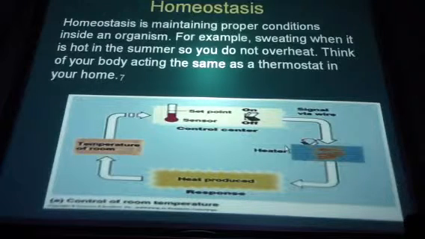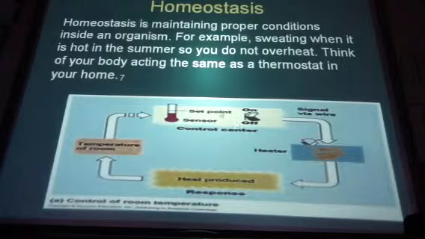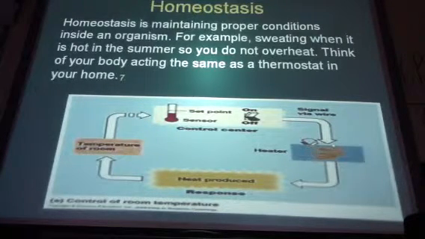As part of responding to stimuli, organisms undergo homeostasis. Homeostasis is maintaining proper conditions inside the organism. For example, sweating when it's too hot in the summer so you don't overheat. Think of your body acting the same as a thermostat in your home. The room temperature tells the thermostat to either stay on or go off. It sends information to the heater to either produce heat or to stop.